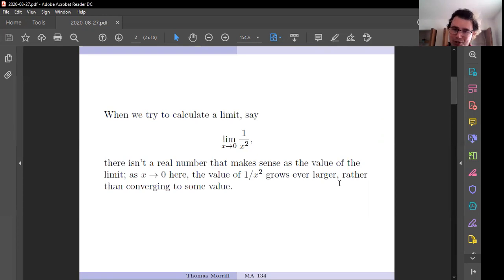There's no bounds. So this diverges, right? This limit does not exist. There's no real number I can associate to this limit and have it be a sensible thing or even a useful assignment.